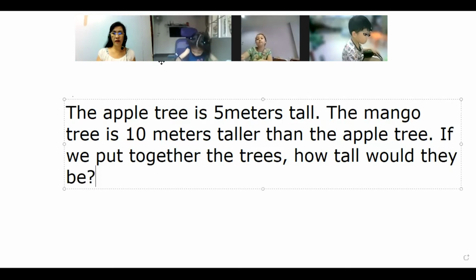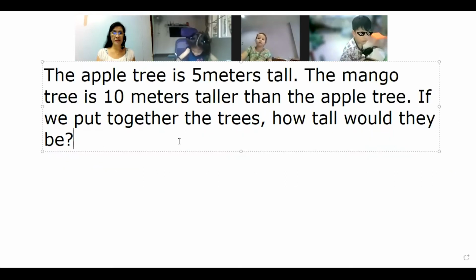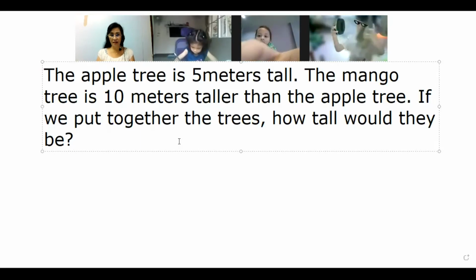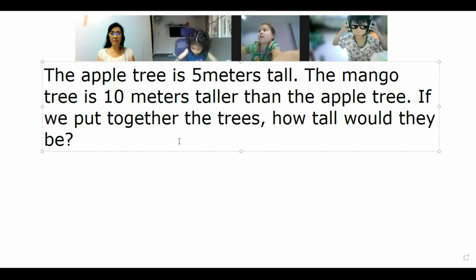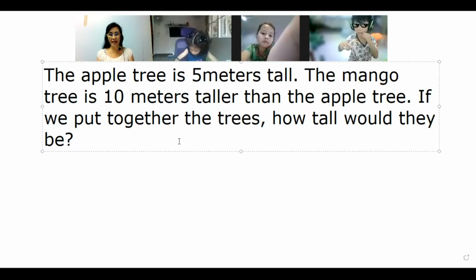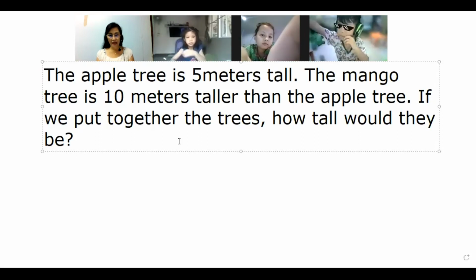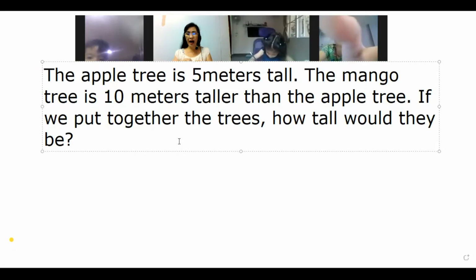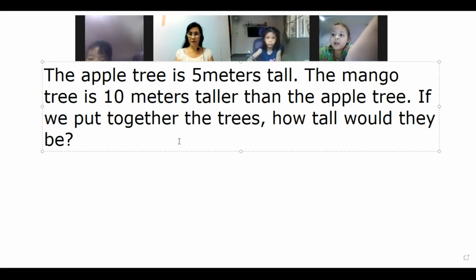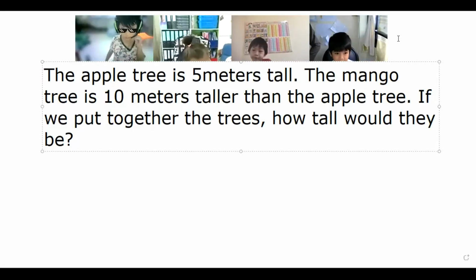Okay, we have here one problem. The apple tree is 5 meters tall. The mango tree is 10 meters taller than the apple tree. Now, if we put together the trees, how tall would they be? You have to try that in your notebook.